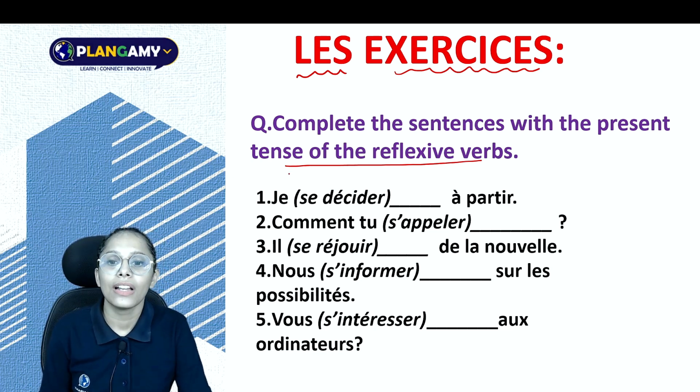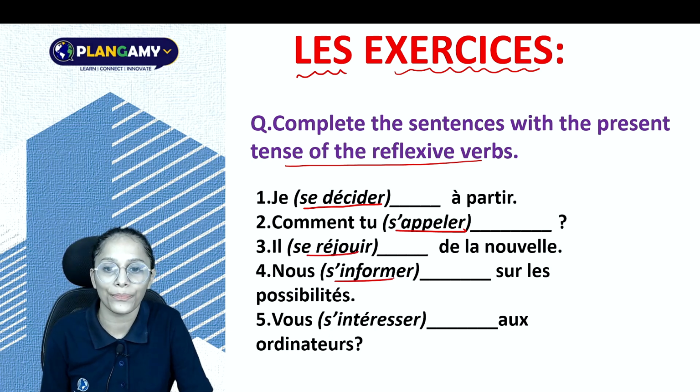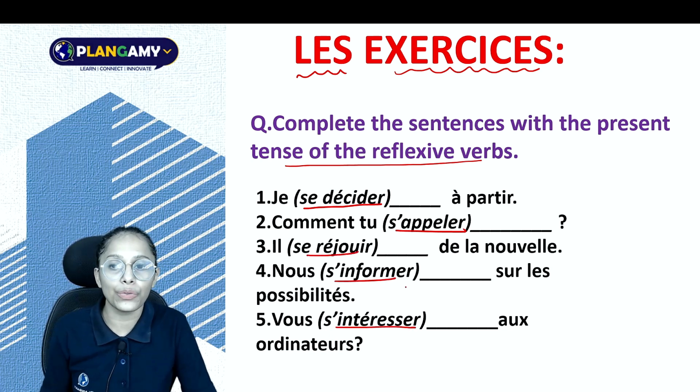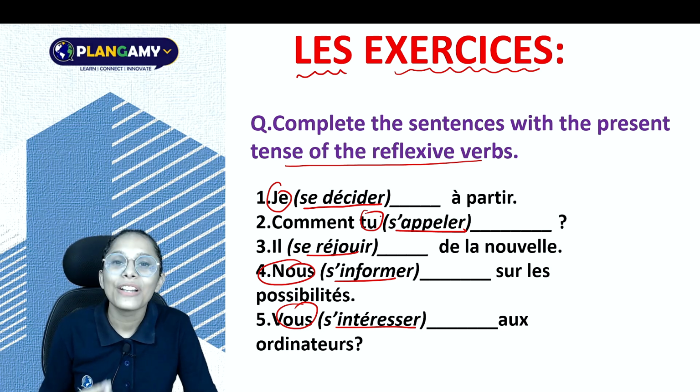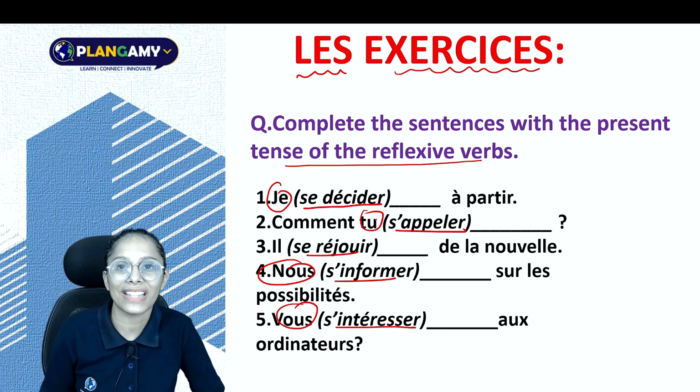So here we have a total of 5 questions. In the brackets we have given you the infinitive form of the verb. So these are infinitive verbs. What do you have to do? You have to check these subjects and you have to conjugate the verbs as reflexive verbs or pronominal verbs. So now you can pause the video for 5 minutes or 10 minutes and complete your answers.